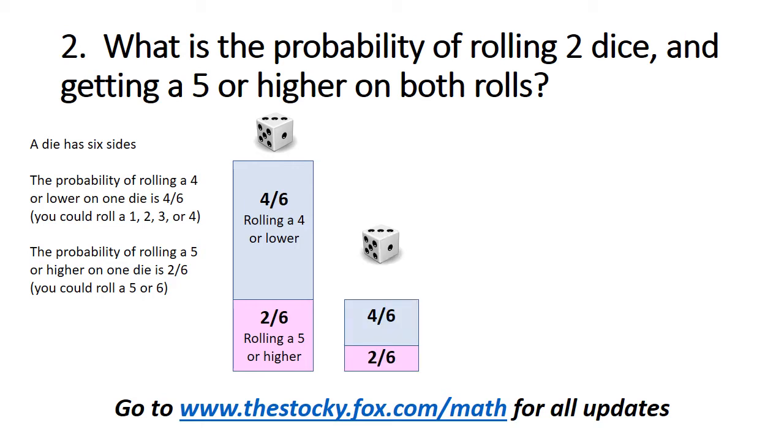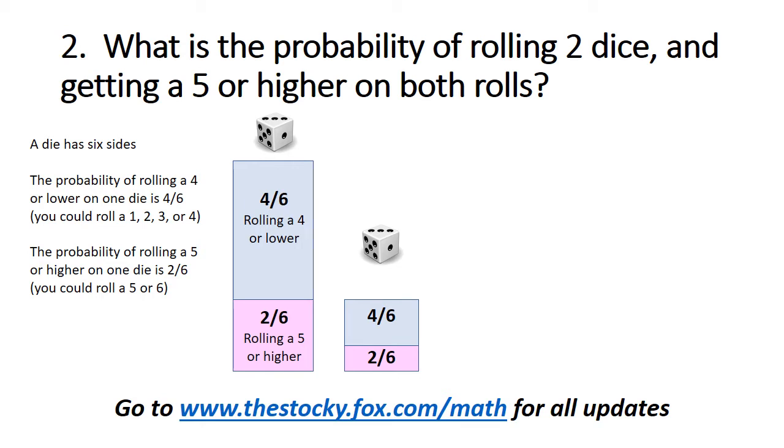So the bar graph's going to be much smaller. It's going to be the same proportion. The top is going to be 4/6 and the bottom is going to be 2/6. But now the bar is only as high as the probability was of 2/6 on the first roll. Do you see that? Do you see how the second bar is only as tall as the 2/6 of the first bar?